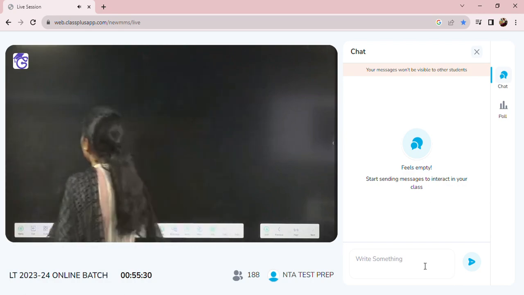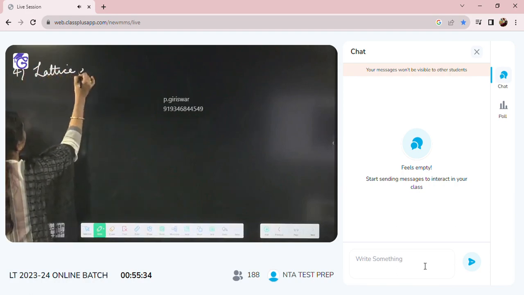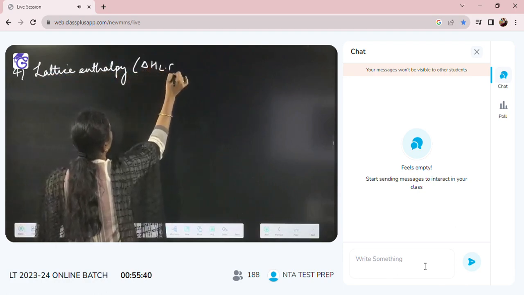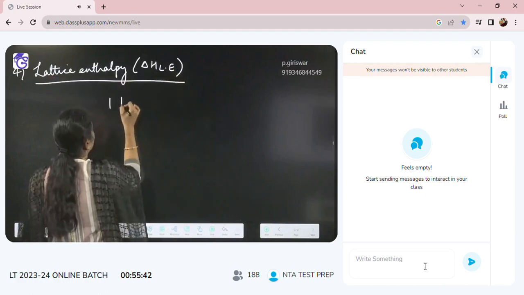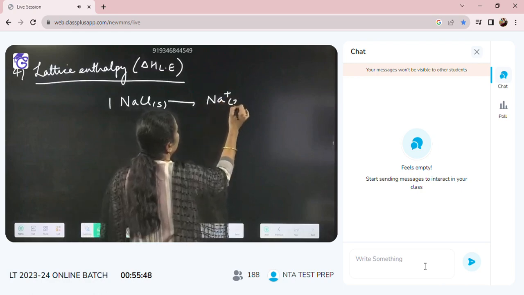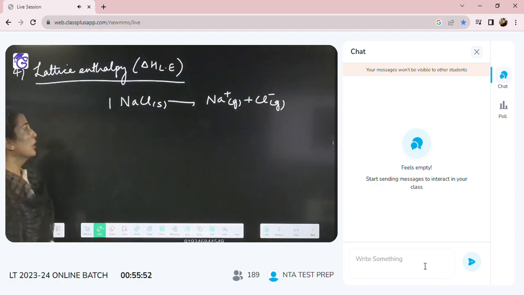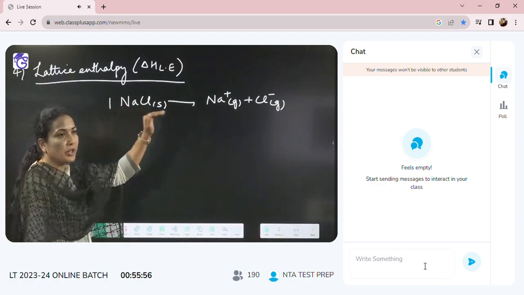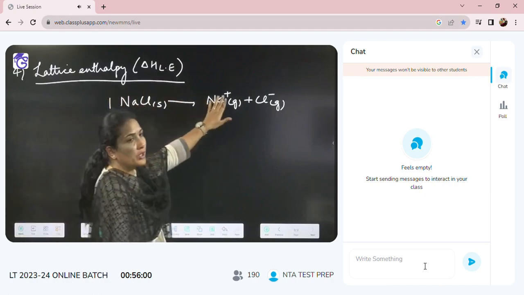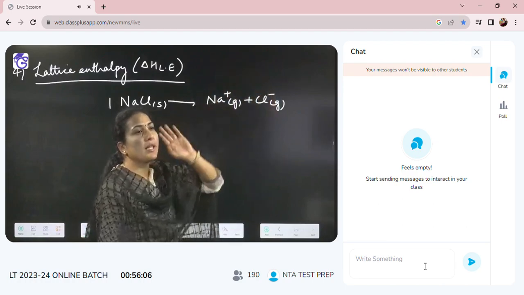Yes, now let us move further with lattice enthalpy here. Now when it comes to lattice enthalpy, suppose I am writing here 1 mole of an ionic solid, and I am writing here Na plus gaseous plus Cl minus gaseous. So basically what is it telling you? Whatever is the enthalpy change during the process when you take 1 mole of ionic compound and you are trying to convert it into its constituent gaseous ions, right? So that is what is lattice enthalpy.